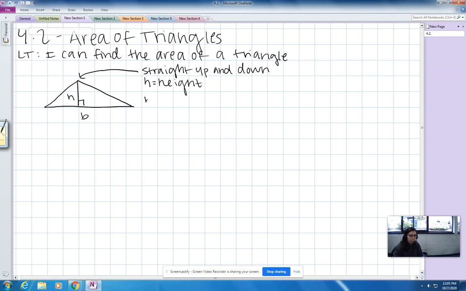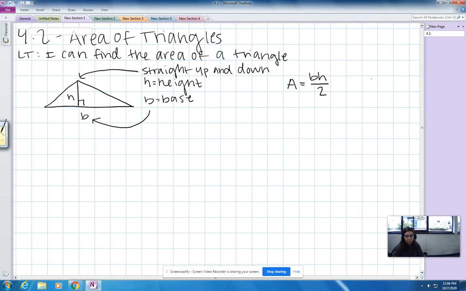So the height is straight up and down. And then we have B, which is the base. The base is kind of like the flat side that we could set our triangle on. Like we could set it on a table on that flat side and it would stand up. That's the base. So the way we find area, we represent area with a capital A, is B times H, base times height, divided by 2.